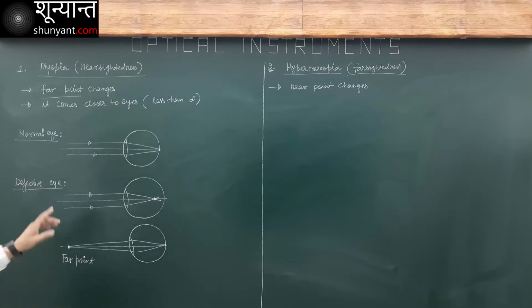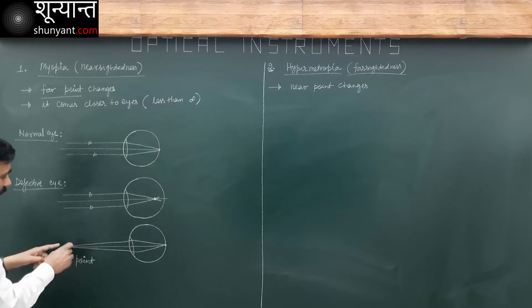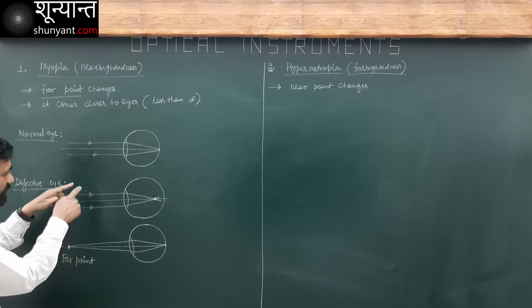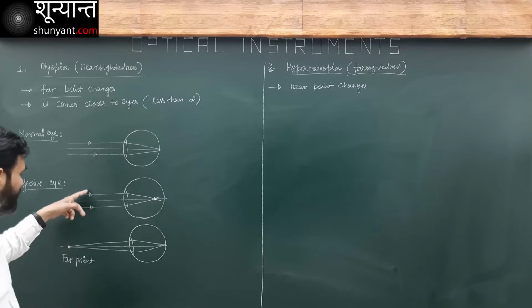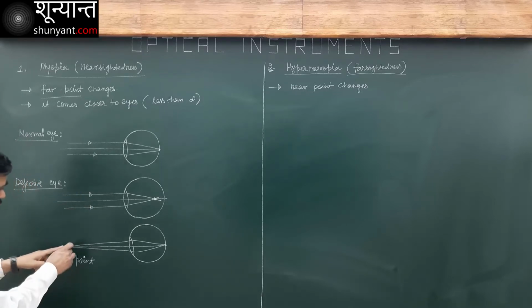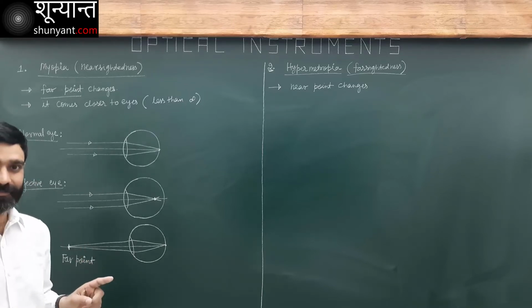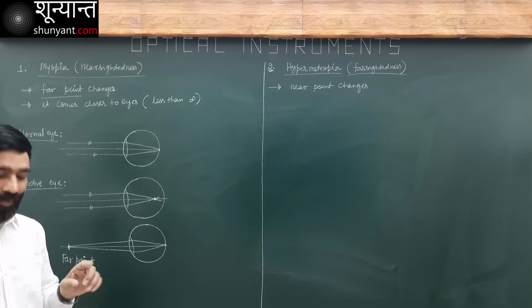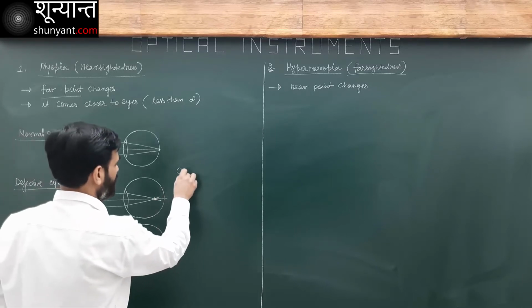Okay. Now, how to correct it? I can see this object, but I cannot see this object. But if the object is located here at my far point, then I can see it clearly. And I want to correct it. What is the correction?